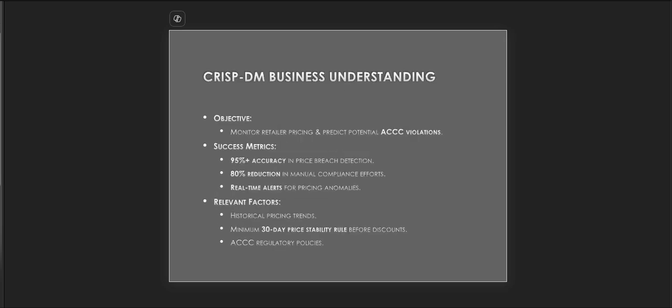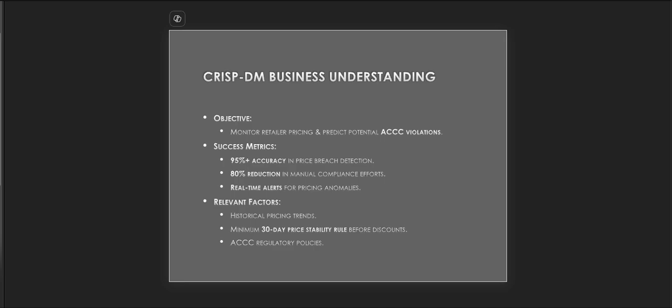CRISP-DM business understanding, objective: monitor retailer pricing and predict potential consumer law violations. Success metrics: we'd want to have 95% accuracy in price detection, 80% reduction in manual compliance efforts, real-time alerts for pricing and pricing strange behaviors.